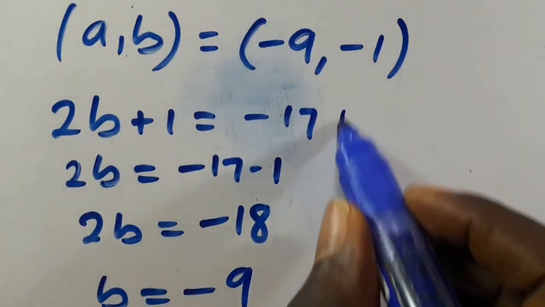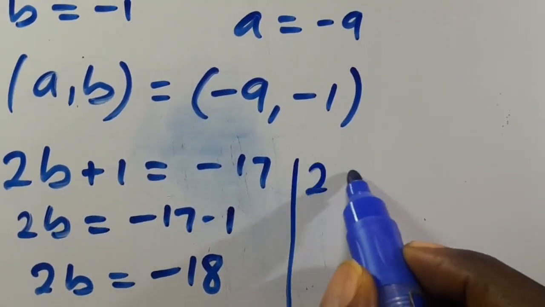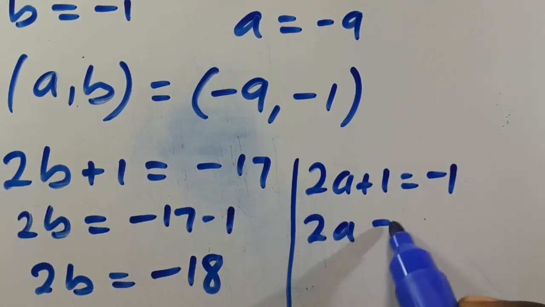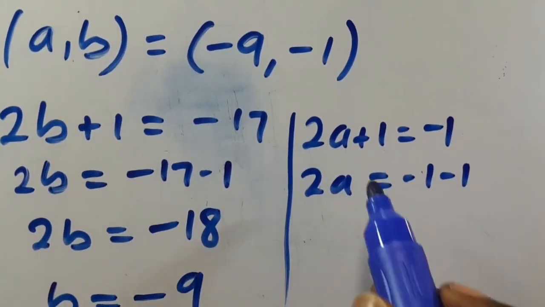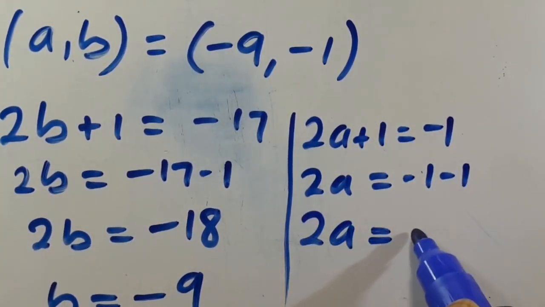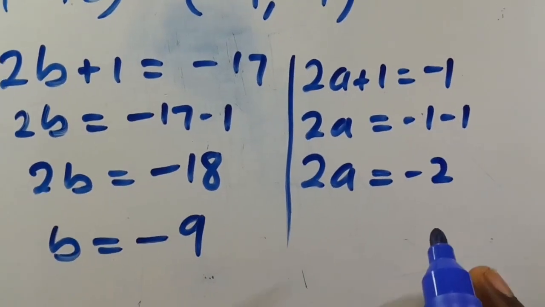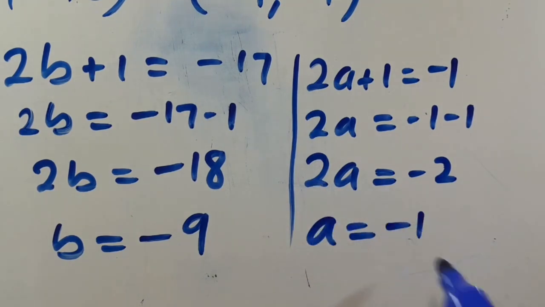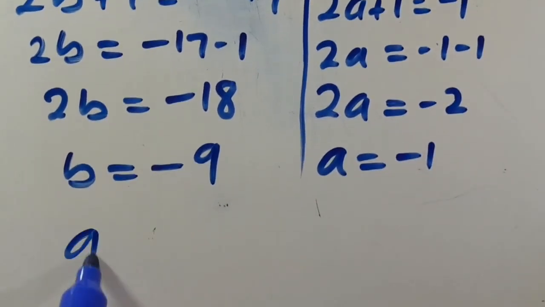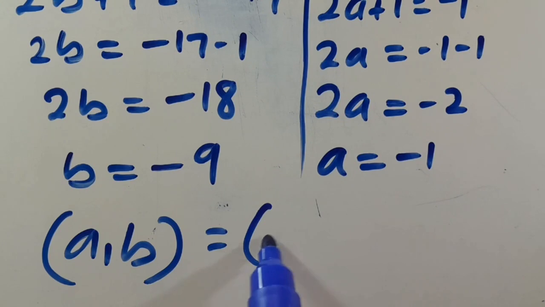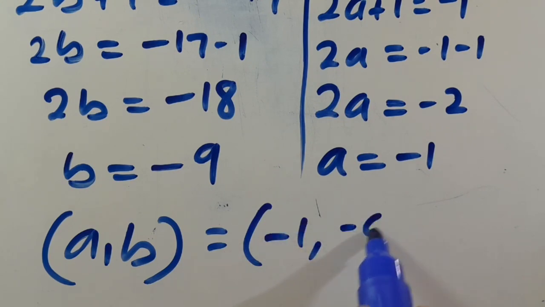And when we also have 2a plus 1 equals minus 1, this implies that we have 2a equals minus 1 minus 1. Taking this one to the other side to change to negative, then we have 2a equals minus 2. Then from here, dividing through by 2, we have a equals minus 1. The second case will be (a, b) equals (minus 1, minus 9).